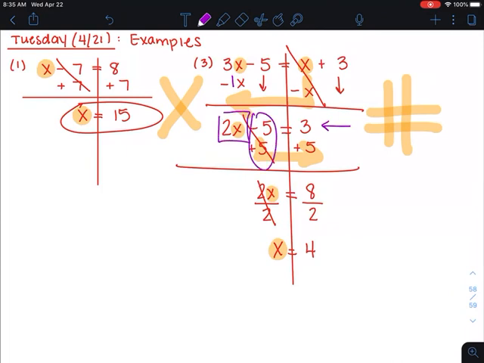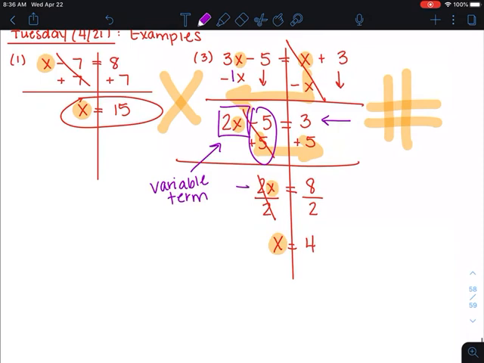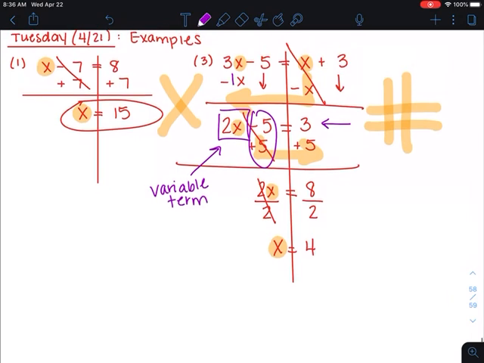Okay, keep in mind, notice that when I got to this step here, I did the 5's first, because this is what we call the variable term. We want to save the variable term for last. So whatever number the x is with, save it for last. If there's a coefficient up front, save that for last, which was our last step here, dividing by 2. So make sure you do all the adding and subtracting first and then multiplying and dividing last.